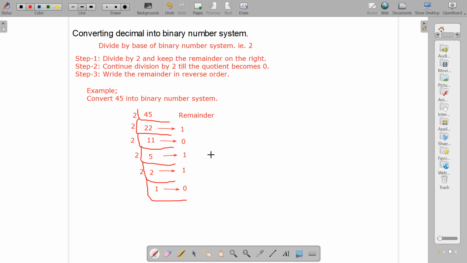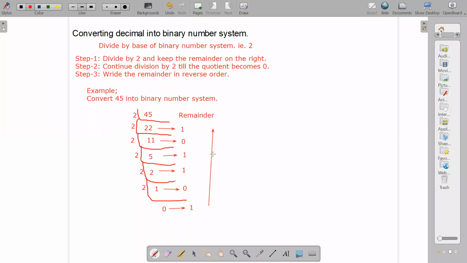2 how many times we get to 1? 2 cannot. So 2 zeros are 0. Remainder is 1. Continue division by 2 till the quotient becomes 0. Now quotient is 0, so finished.